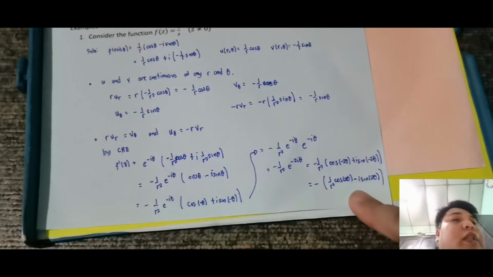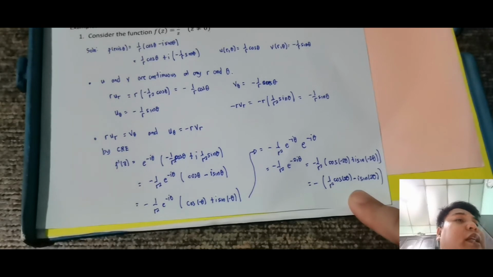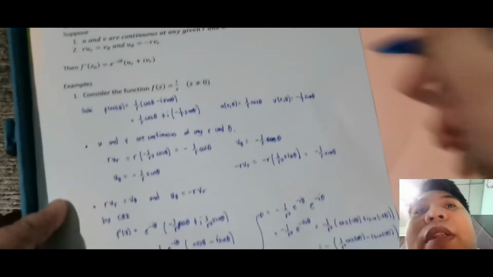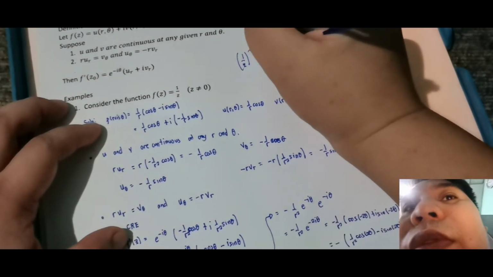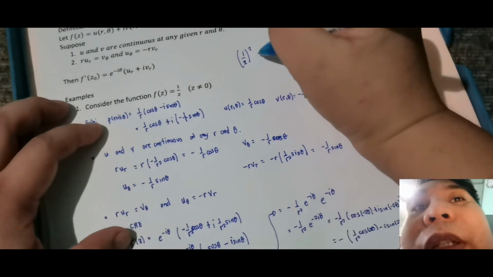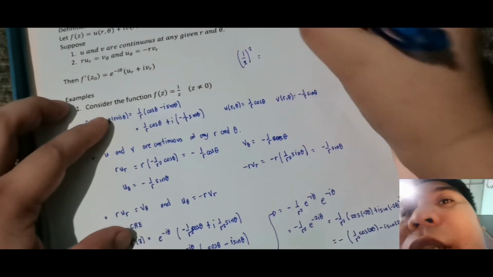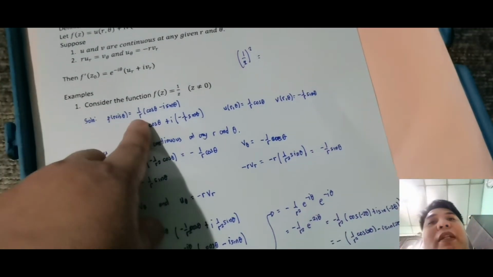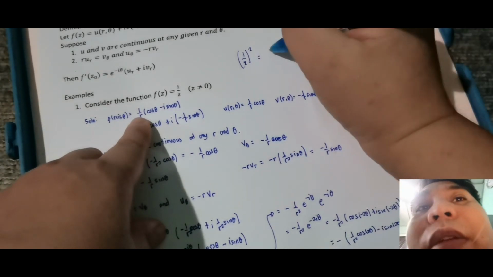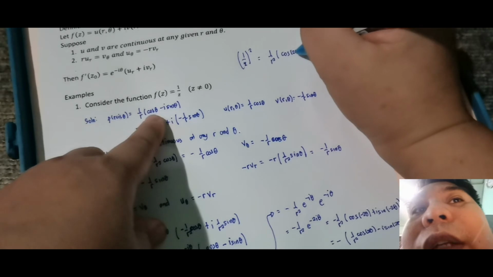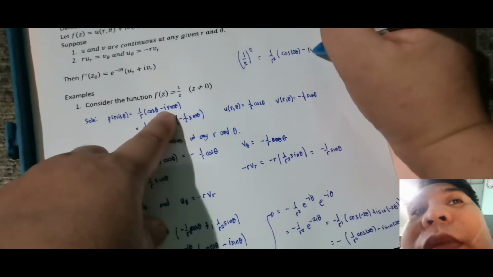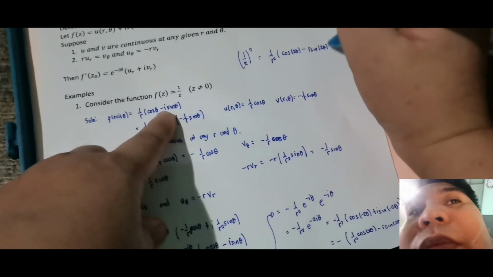Itong part na 'to, equivalent sa z squared, kung naalala mo. Parang siya yung 1 over z squared. So kunyari, ito, 1 over z, na-raise ko sa 2. Di ba pag ni-raise natin siya sa 2, ang mangyayari, magiging 1 over r squared yun, tapos yung theta sa loob ng cosine, magiging 2 theta, tapos minus i sine 2 theta.